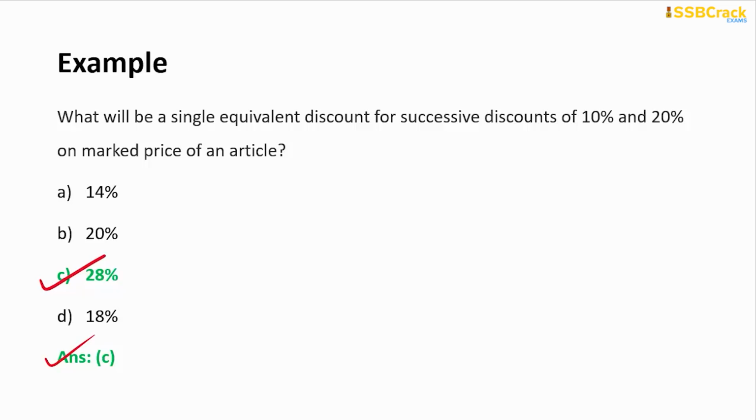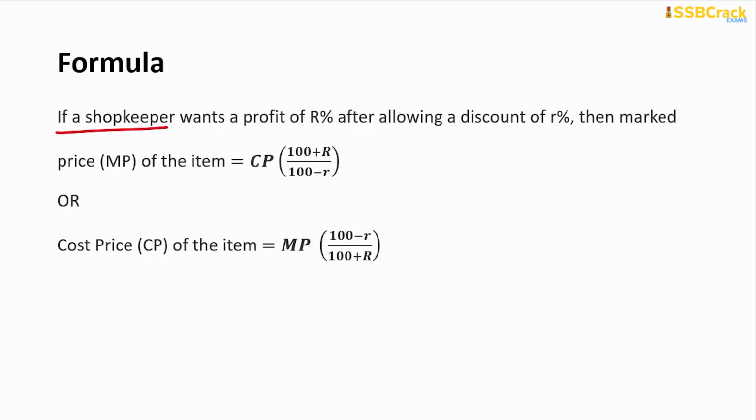Right, coming to the next formula: if a shopkeeper wants a profit of R% after allowing a discount of r%, understand the question, capital R is indicative of the profit that the shopkeeper wants, by allowing the discount small r% for that article, then the mark price, the MP of that item, we calculate by this formula, that is the cost price into 100 plus R upon 100 minus r. And if suppose they ask you the cost price giving the mark price, then you have to modify the formula, it will be MP into 100 minus r upon 100 plus R.